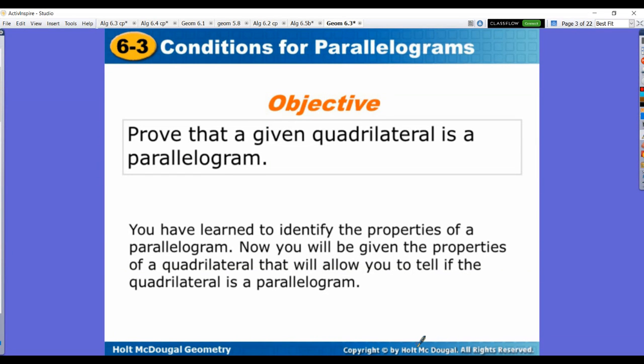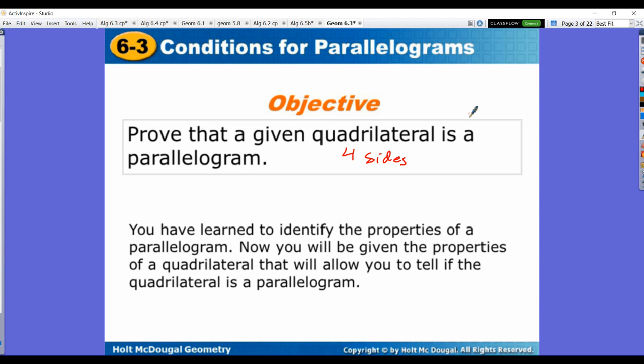All right, geometry students. So today we've got lesson 6.3, and what we're going to be looking at is how we can prove that a quadrilateral is indeed a parallelogram. Now remember, a quadrilateral is a figure or shape that has four sides to it. So we're going to take a look at when that would actually make a parallelogram.